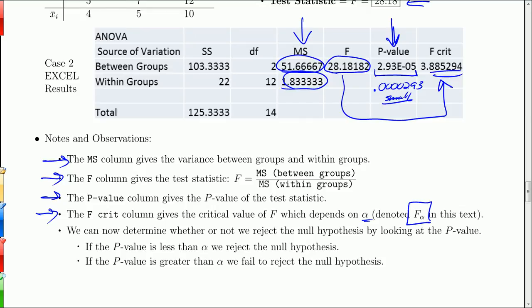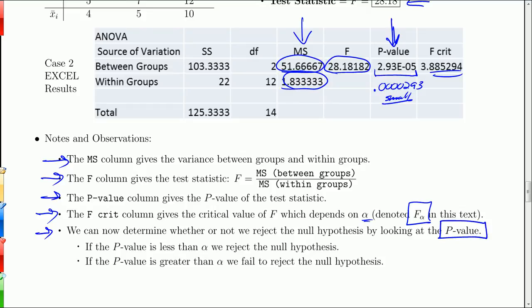Right? And I should also point out that some software packages don't even bother giving you the critical value, because that depends on, you have to choose a significance level. And so some software packages just give you the p-value because that is actually perfectly sufficient to get you through any hypothesis test.